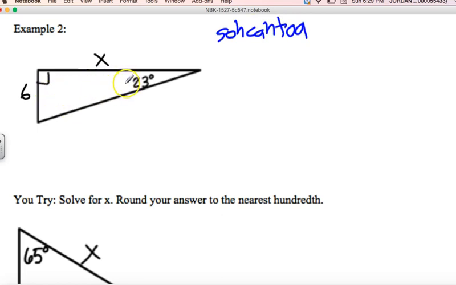Alright, well, which side do we know? We know 6. Well, which one is it? Well, it's the one across from 23. So that's our opposite. We know our opposite. Which one are we trying to find?